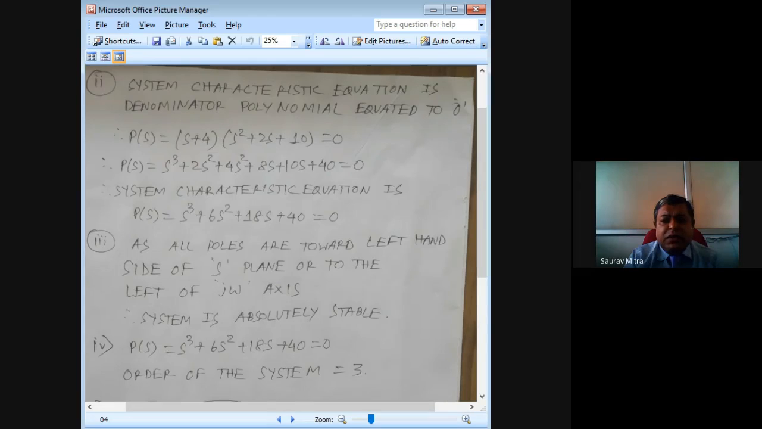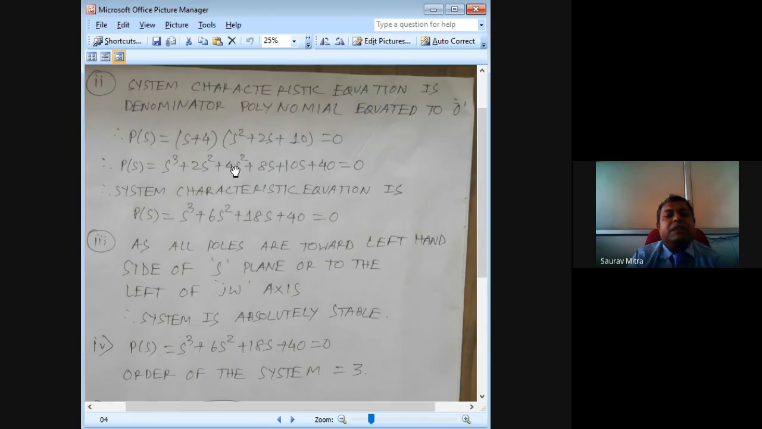So what you have to do is set the denominator, s plus 4 into s square plus 2s plus 10, equal to 0. If you are writing all of this, you can give it a name, P(s), which is nothing but the characteristic equation. P stands for polynomial in s. So P(s) is equal to s plus 4, s square plus 2s plus 10, equal to 0. If you leave it like this, you will still get full marks.